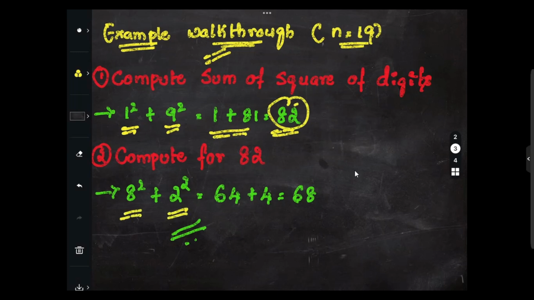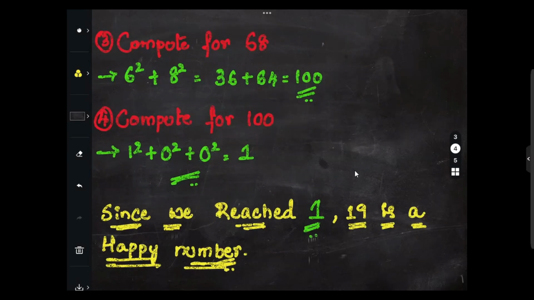Now this will be 8 square plus 2 square. Because we have got the result, again we consider it, square its digits and sum them up. 64 plus 4 is 68. Then for 68, we compute 6 square plus 8 square, 36 plus 64, which leads to 100.